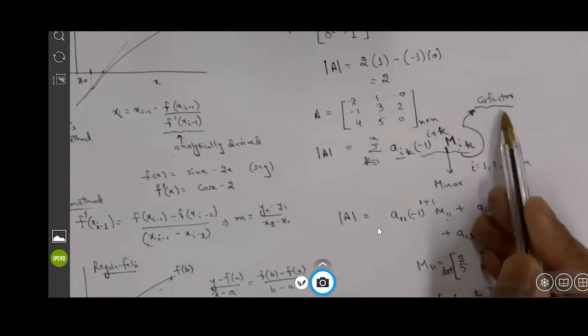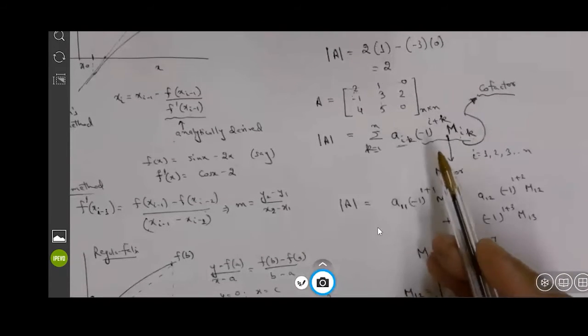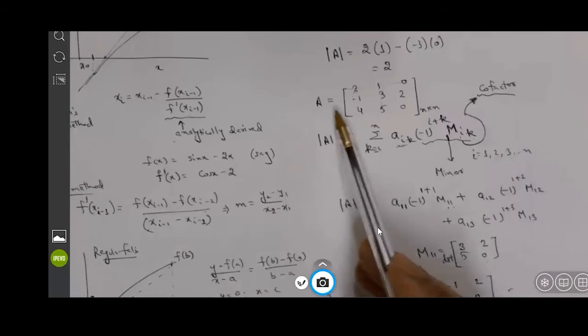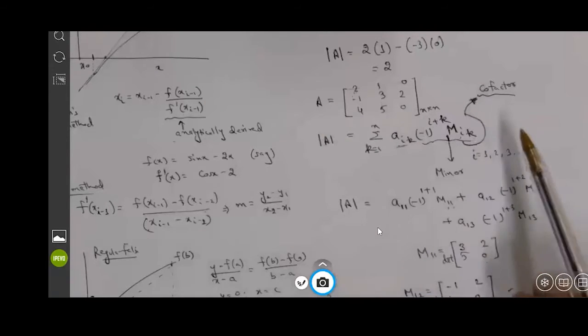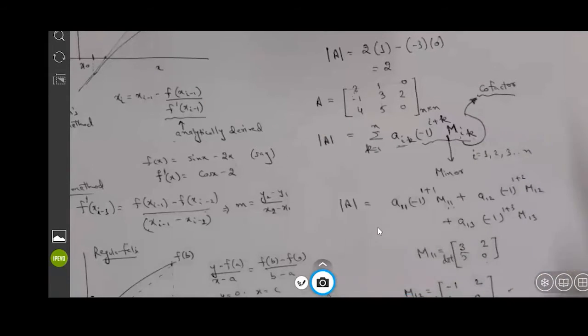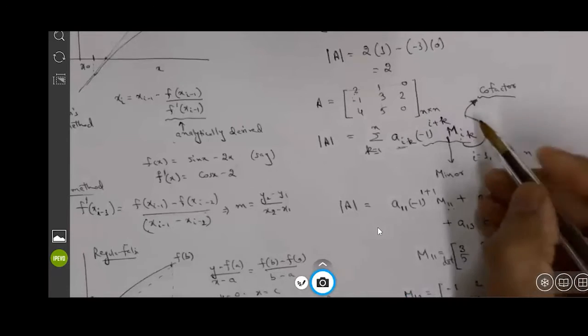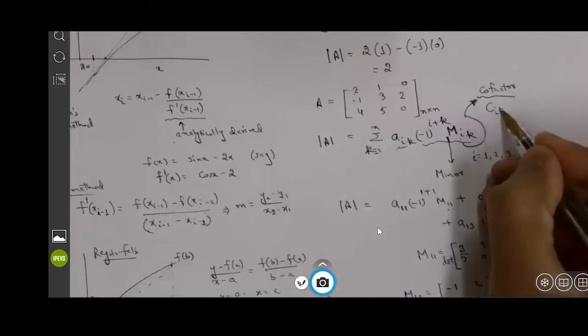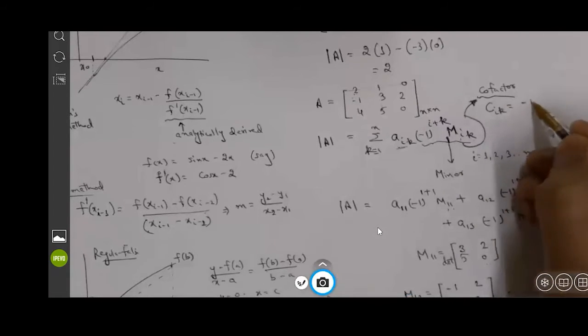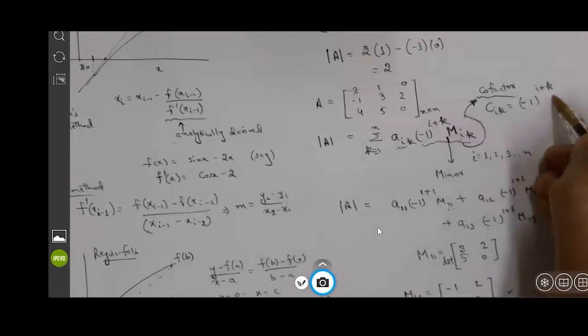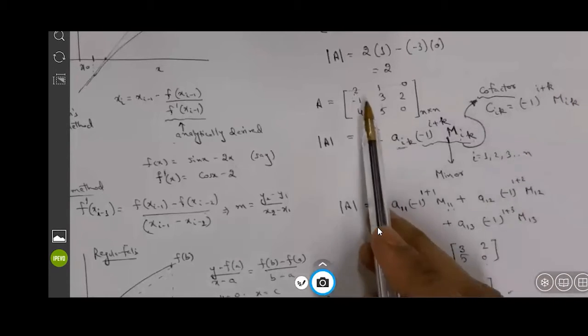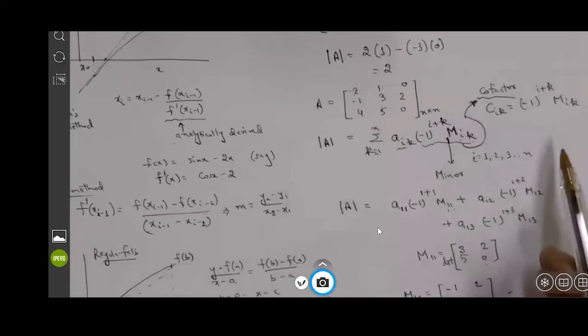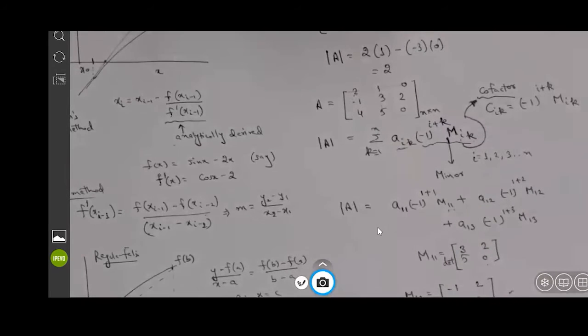Now, the reason the cofactor is important is that when you need to find the inverse of a matrix, this cofactor will be useful. The cofactor is represented by CIK, and it is nothing but (-1) raised to power i plus k times MIK, where i corresponds to the row, k corresponds to the column, and MIK is the minor. Minor is the determinant of the matrix obtained by eliminating the ith row and kth column. Is everybody with me so far?